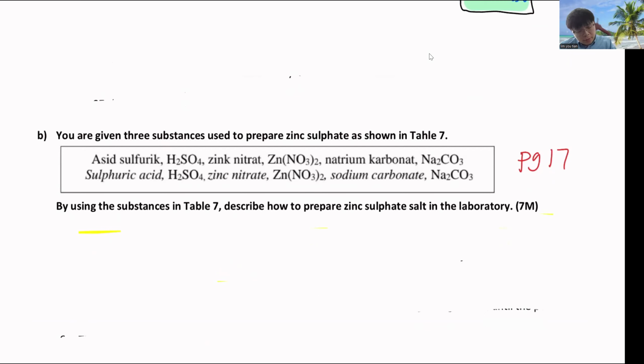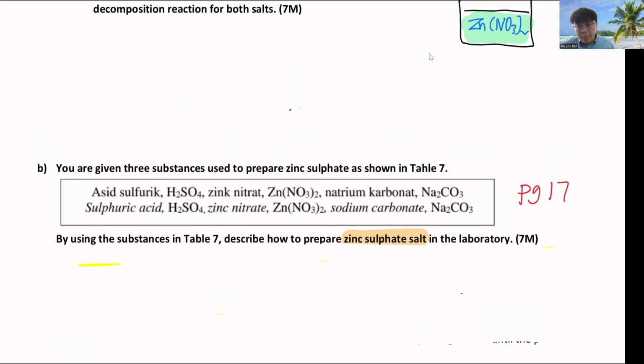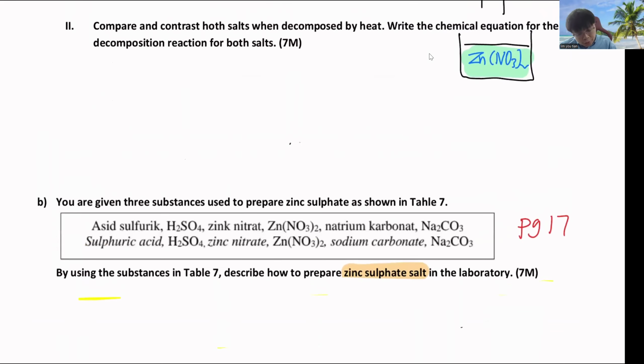For this question, what they want is to prepare the zinc sulfate. But it restricts your chemicals needed. You have sulfuric acid, you have zinc nitrate, you have sodium carbonate. You have these three chemicals. So you need to use these three chemicals to get your zinc sulfate. Okay, so now you can write above. I'm not going to do the question at the middle.